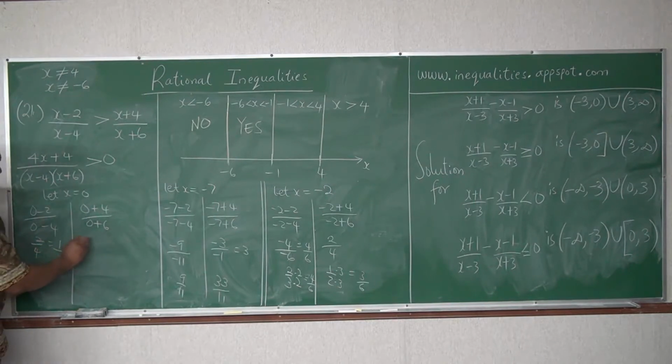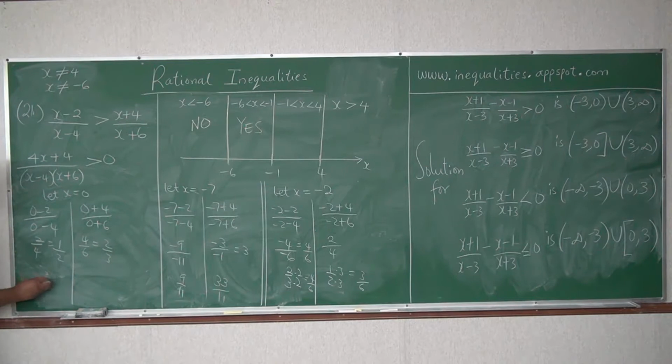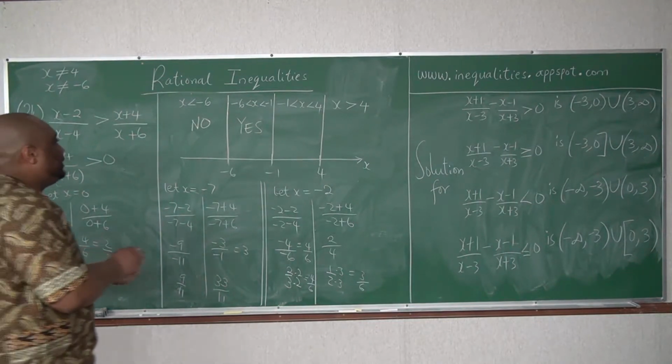And then we have 4 over 6, which is 2 over 3. So 1 over 2 is 3 over 6, and 2 over 3 is 4 over 6. 3 and 4, because 6 is the denominator, just compare the numerators right away. So is 3 greater than 4? No. So this is no.